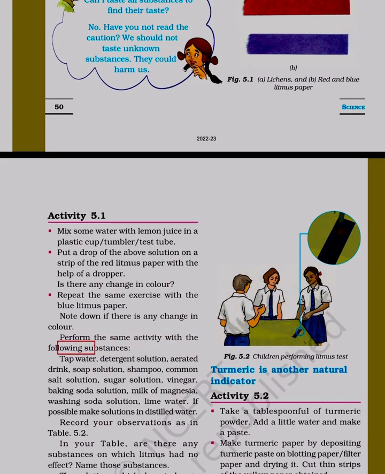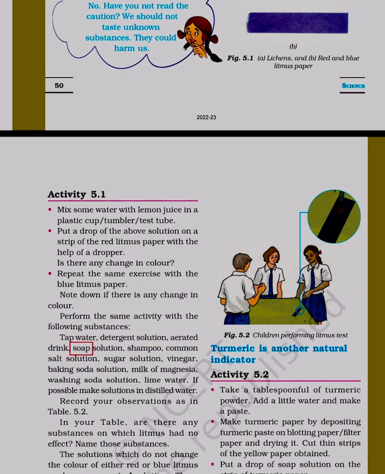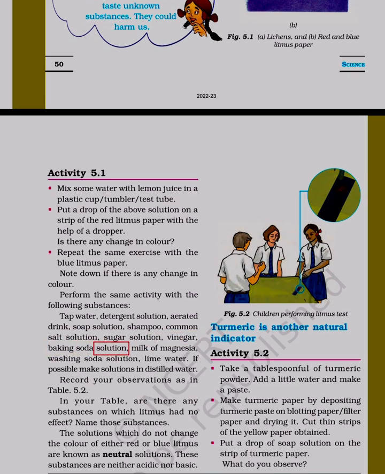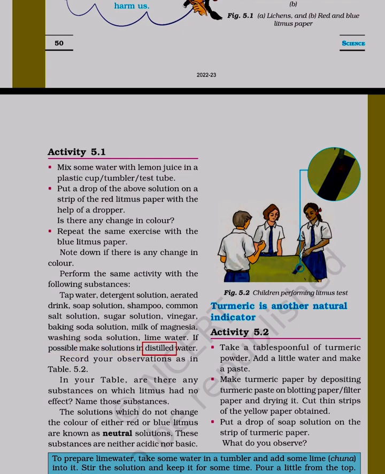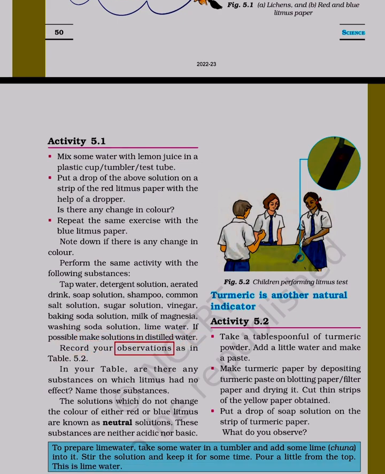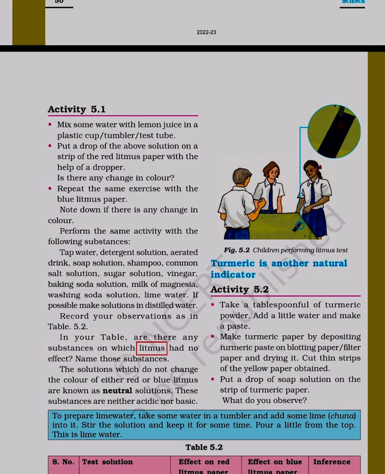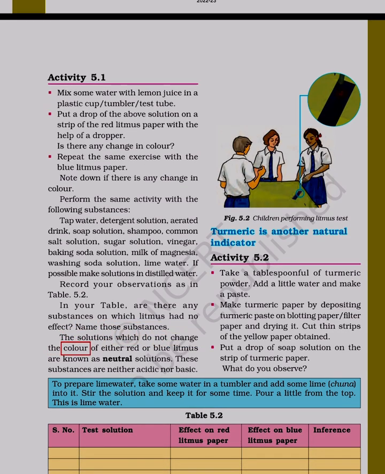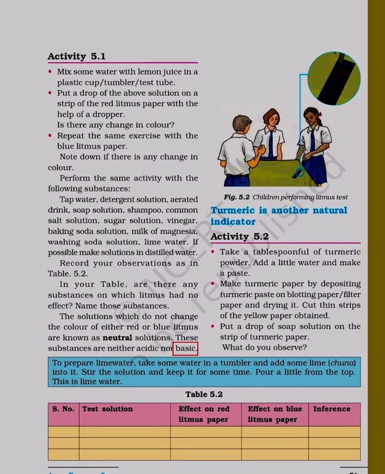Perform the same activity with the following substances: tap water, detergent solution, aerated drink, soap solution, shampoo, common salt solution, sugar solution, vinegar, baking soda solution, milk of magnesia, wash-in soda solution, lime water. If possible, make solutions in distilled water. Record your observations as in table 5.2. In your table, are there any substances on which litmus had no effect? Name those substances. The solutions which do not change the color of either red or blue litmus are known as neutral solutions. These substances are neither acidic nor basic. Figure 5.2. Children performing litmus test.